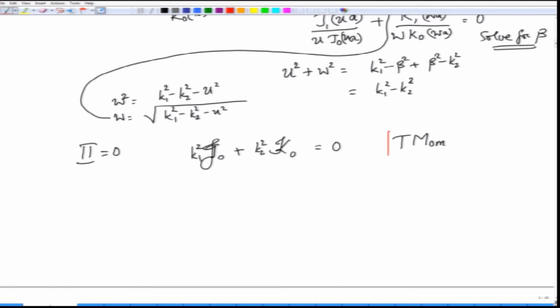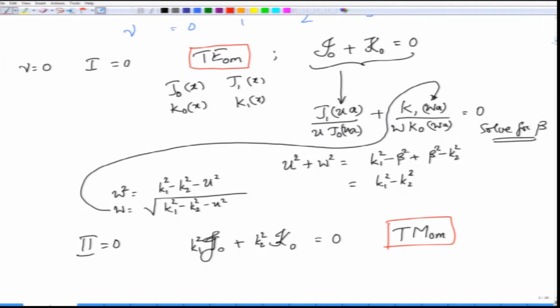I will just explain to you the meaning behind this TE0M and TM0M. When you take nu equal to 0, I said that the modes are TE0M. It means that the electric field component Ez actually vanishes, Hz will be non-zero, and depending on the other one, all the other components are present.